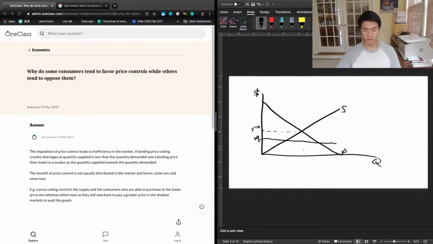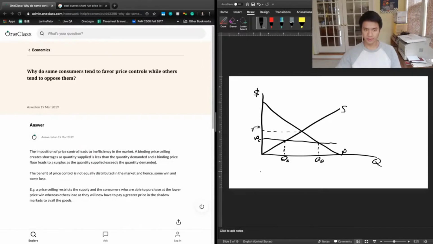And so what does this create? It creates a shortage, right? We have quantity supplied that is lower than optimal because the price has gone down to PC, and the quantity demanded has increased because the price has gone down to PC.